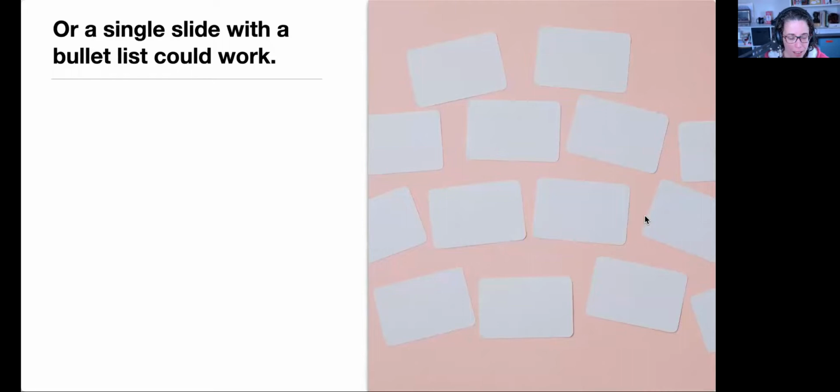That said, there are times when a single slide with a bulleted list works. Sometimes you'll want the bullets to advance as you go so that people aren't jumping ahead of you and they're just focused on what you want them to focus on. So you can consider showing one bullet at a time with what are usually called animations. I think they're called animations in Keynote.